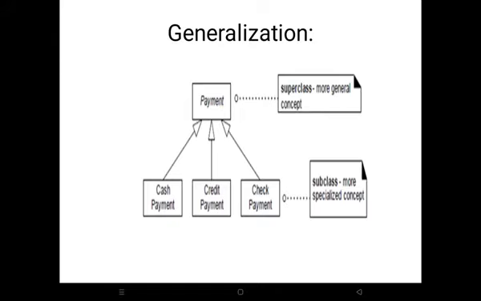Cash payment is one of the types of payment. Credit payment is one of the types of payment. Check payment is one of the types of payment. So cash payment, credit payment, check payment are more specialized concepts. The payment is the more generalized concept. Generalization shows the relationship between the superclass and subclass. The superclass is a more general concept, the subclass is a more specialized concept.